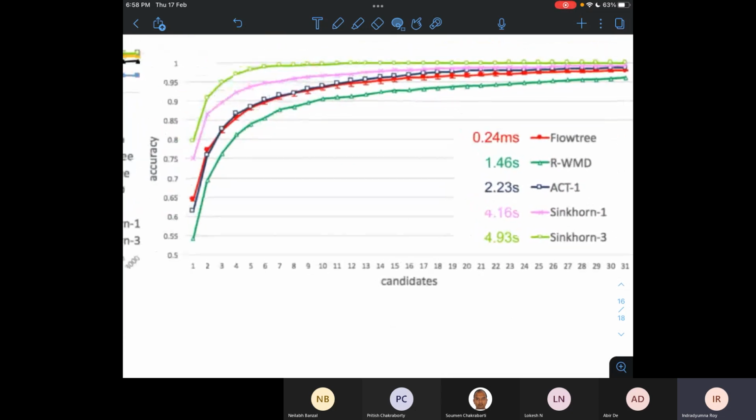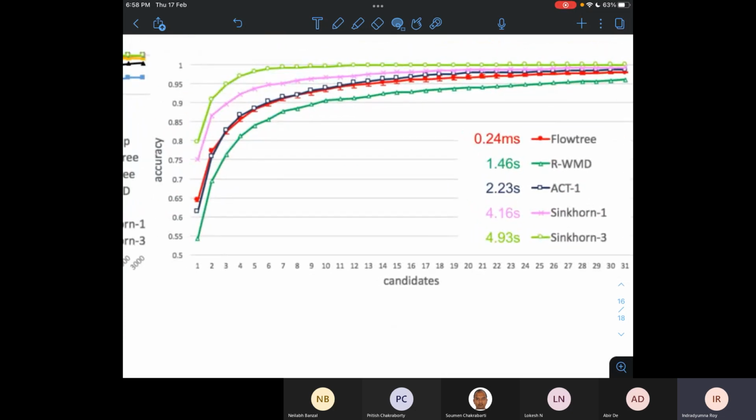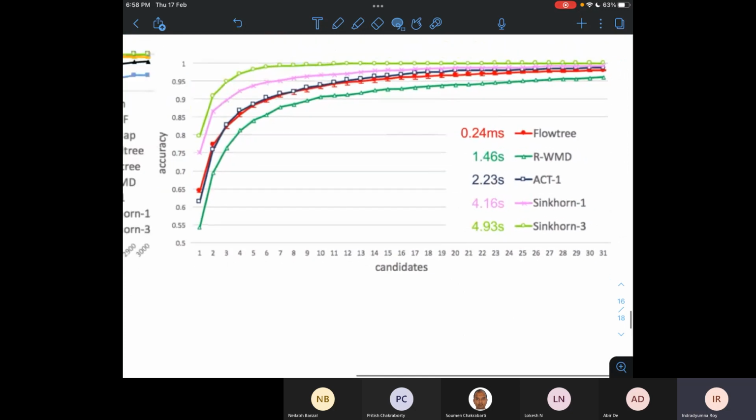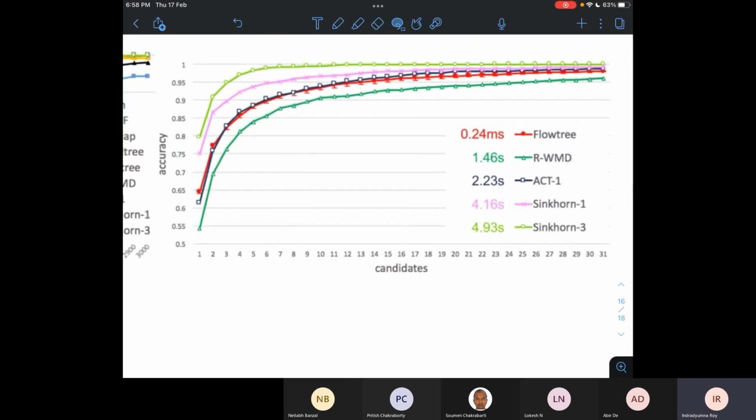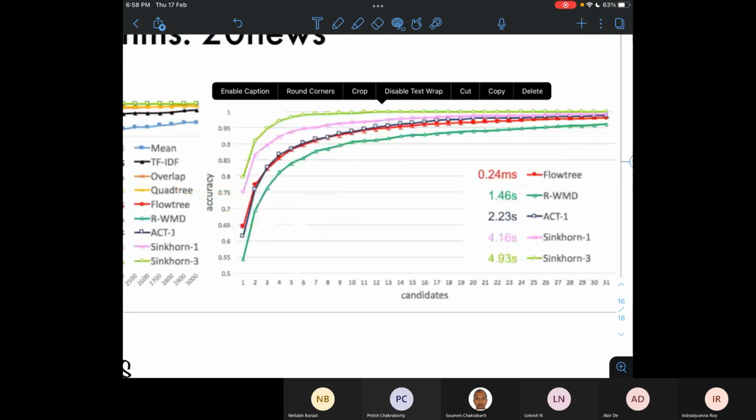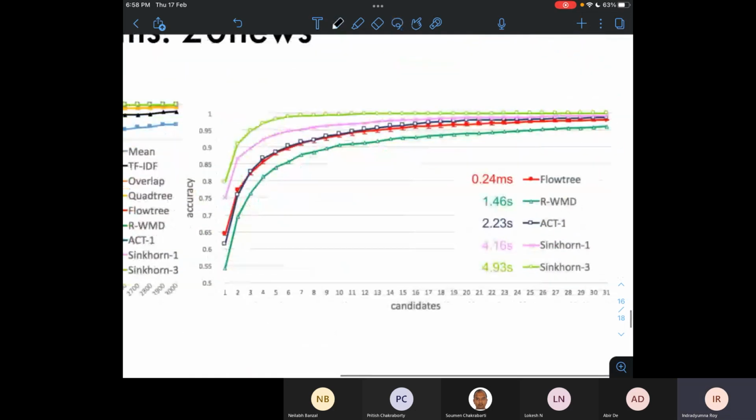And now if you zoom into the left-hand part of this plot, so earlier the left-hand part was showing 100 and so on. Now we are looking at the top 30 recommendations by each of these models. Then they are saying that FlowTree is a linear time algorithm. It's significantly smaller than the order n square methods, but its performance is comparable to them. Noteworthy is that Sinkhorn is still much better than FlowTree, but it's slower as well.